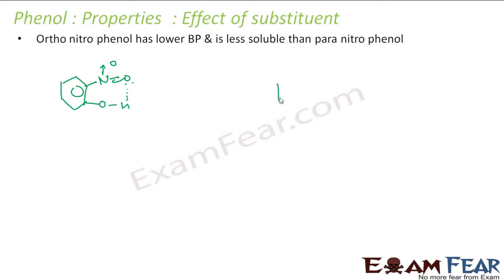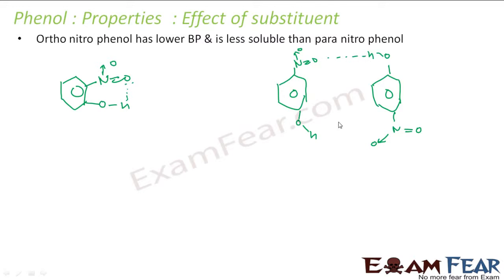And if you talk about the para one, intramolecular is pretty impossible, but intermolecular is possible. It can form a hydrogen bond with other neighboring compounds. If you see here, this is possible, right? So here we have an intramolecular H bond, and here I have an intermolecular one.